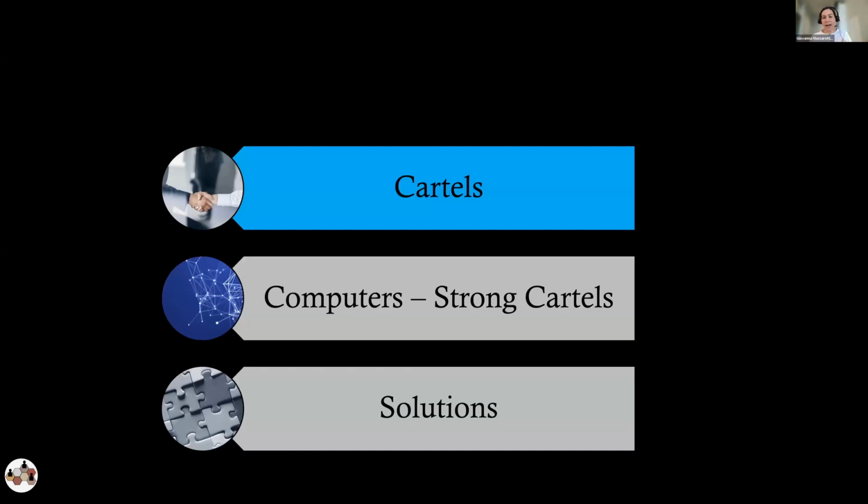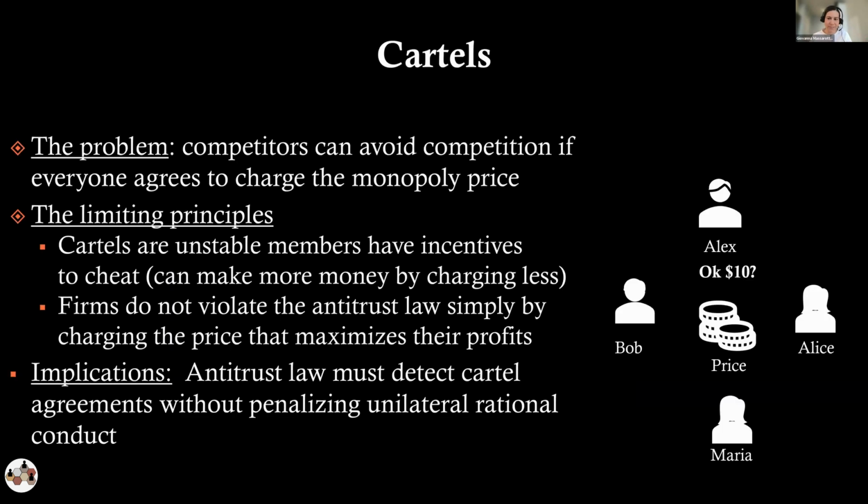So this is the outline of my paper and of my presentation to you today. So basically, I will briefly introduce what cartels are, how computers can build strong cartels, and what are the solutions that I propose to tackle these strong cartels that I assess can occur in a computer science context framework.